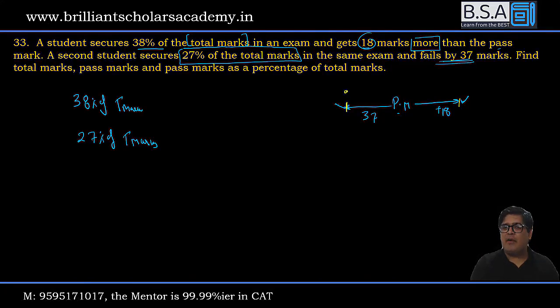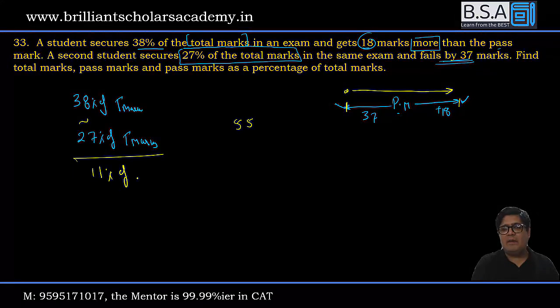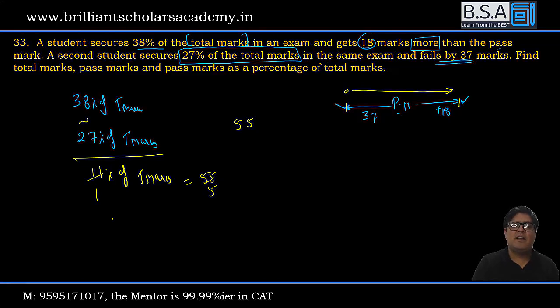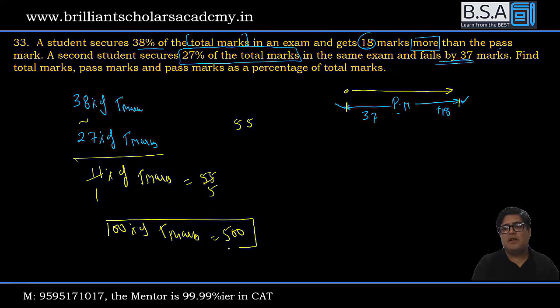व्हाट इज द गैप फ्रॉम हियर टू हियर? द गैप फ्रॉम हियर टू हियर is 55 marks. What is the gap here between the two? The gap is 11%. 11% of total marks is 55 marks. So 1% must be 5 marks. खत्म आपका सवाल. So 100% of total marks would be 500 marks.